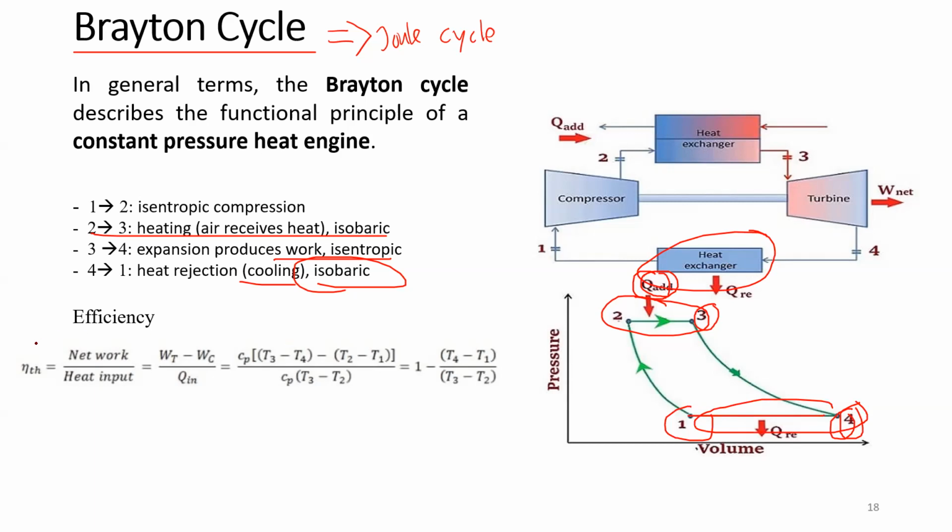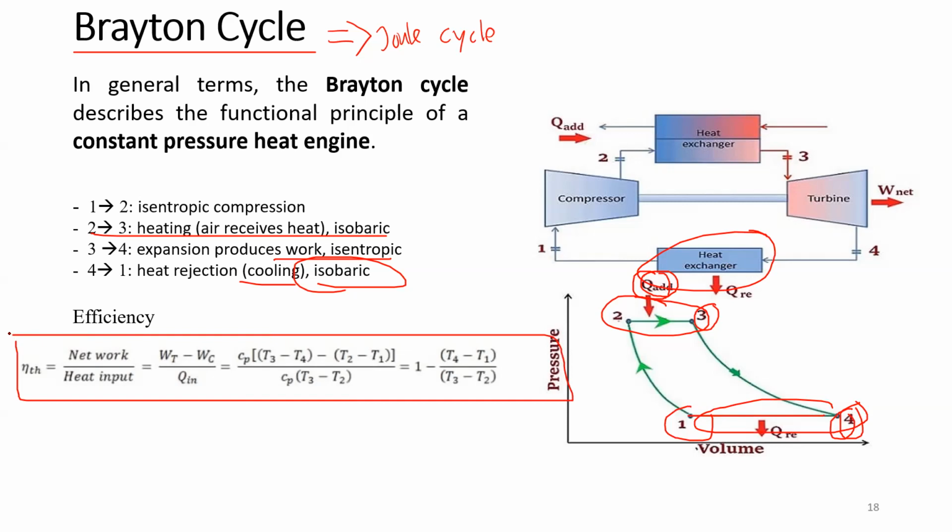And you can calculate the thermal efficiency by using this formula. The efficiency is the net work divided by the heat input. Or we can use this formula to calculate the thermal efficiency in the Brayton cycle. Okay, so that was just a flashback of the fundamental theory of the Otto, Diesel, and also Brayton cycle.